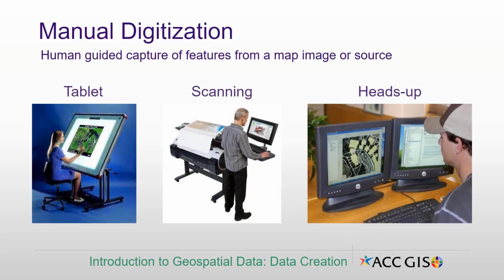There are 3 general approaches to capturing features from a map image or source. They include tablet, scanning, and heads-up. Tablet, you don't see that so much anymore. That was when I first started in GIS in the 80s and 90s, and that is where you take an analog map, for example, or image, and you reference it on the tablet by registering the coordinates of the upper right, left, and lower left and right corners. And then you can use what's called a puck to digitize in that feature into your computer.